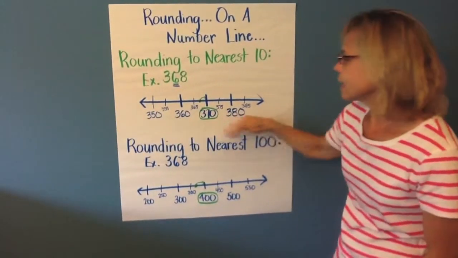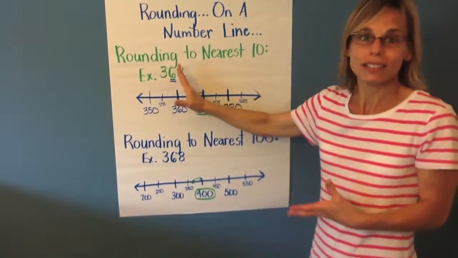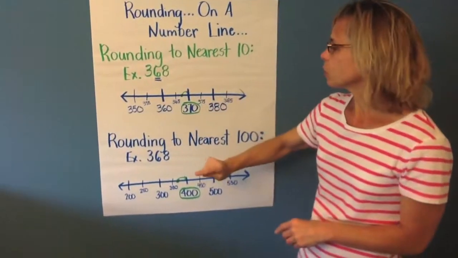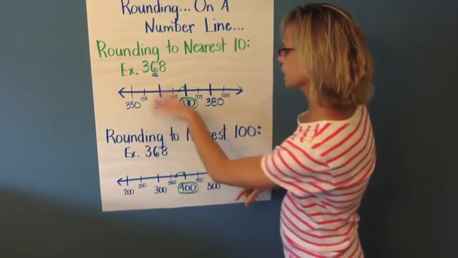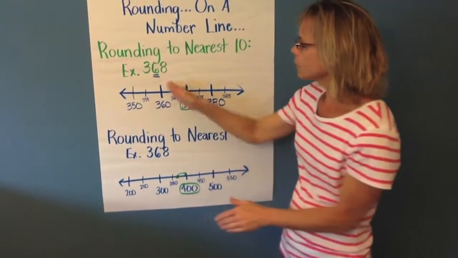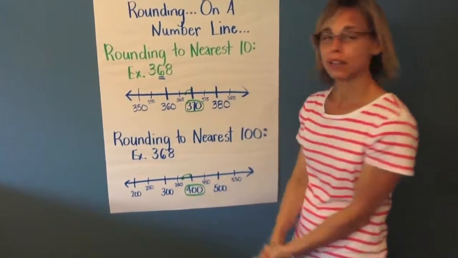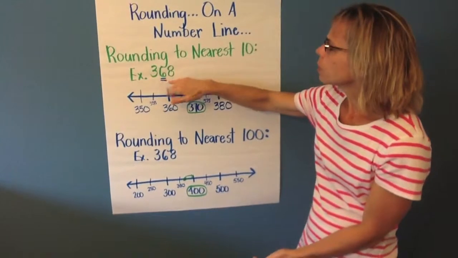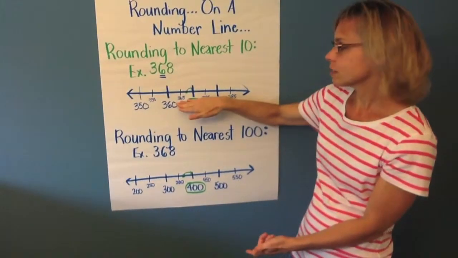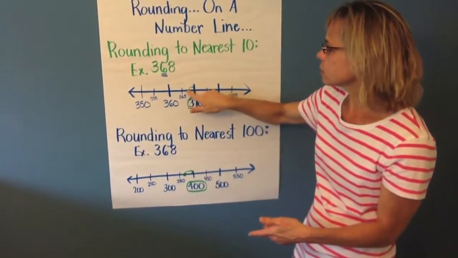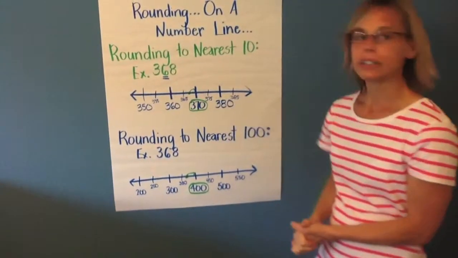We count by tens. We're looking at what number is in the tens place. Where is the tens place? That's where place value is important. We know that 368 is between 360 and 370. What is halfway between these two tens? 365. So, where is 368 on this number line? It is past 365. It's greater than 365. Therefore, it rounds to the nearest 10 to be 370.